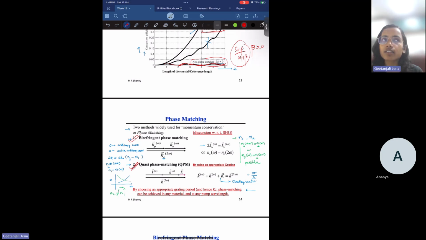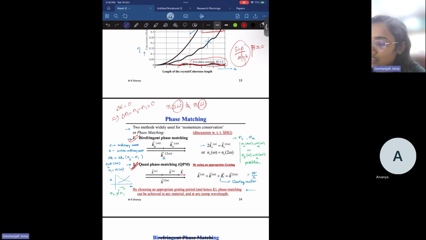So for phase matching, what we need is delta K should be 0. That means we need delta N, that is N2 minus N1, to be 0. But when you consider a normal material, the refractive index at 2 omega is not equal to the refractive index at omega, because normal materials are dispersive. The refractive index will change with respect to the wavelength of the incident light. So at a different wavelength, we will have a different refractive index.